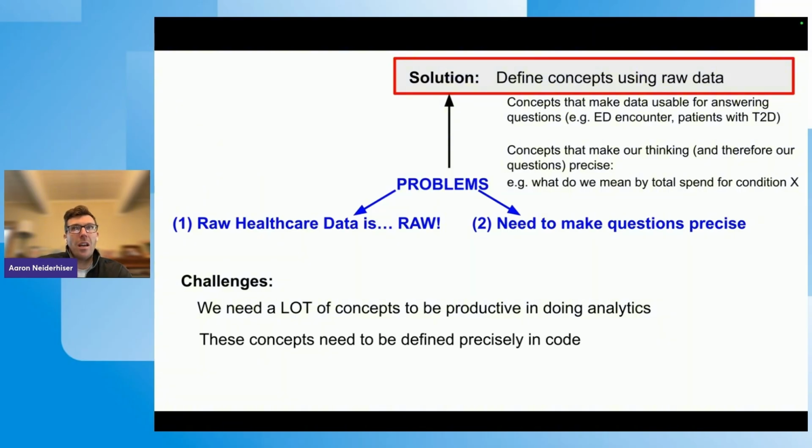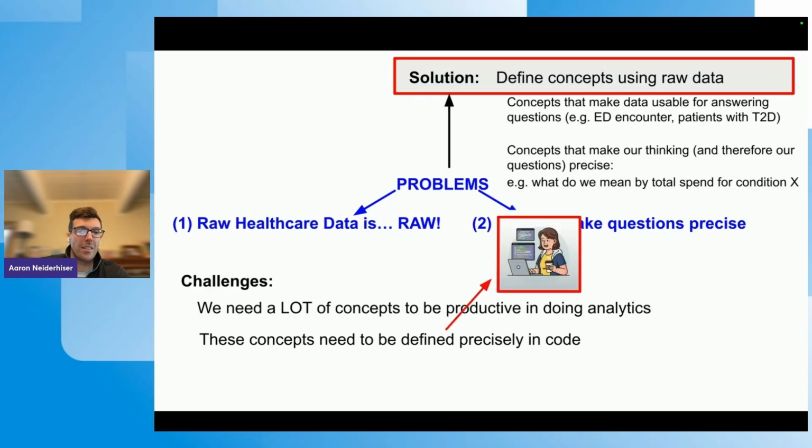Another challenge is we need to define these concepts precisely in code. It's not sufficient to define them in English language, because English, even if you're very specific, is not mathematical, it's non-deterministic, it can be interpreted in a subjective way. And so we need to define the concepts as code, not just so that we can compute them, but so that it is exactly clear how we're defining these things.